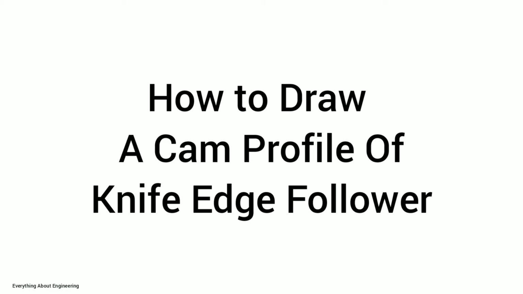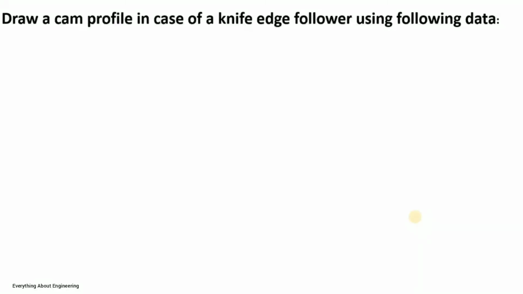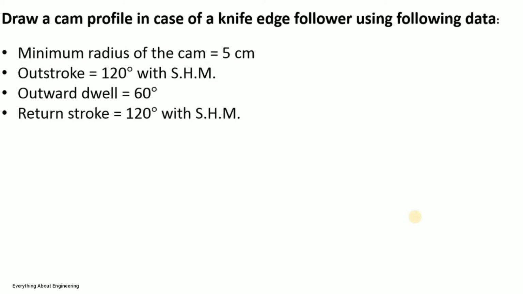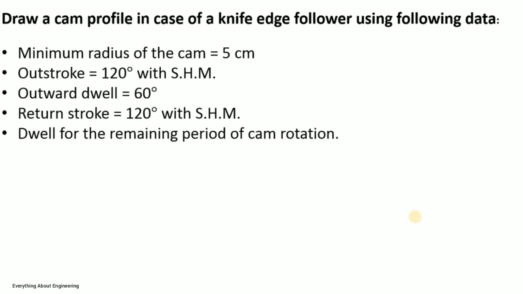In this video we'll try to understand how to draw a cam profile. We have to draw a cam profile in case of a knife edge follower using the following data. Minimum radius of the cam is 5 cm. Then outstroke is 120° with simple harmonic motion. Outward dwell is 60°. Return stroke is 120° with simple harmonic motion. And dwell for the remaining period of cam rotation. Stroke or lift of the follower is given as 6 cm.